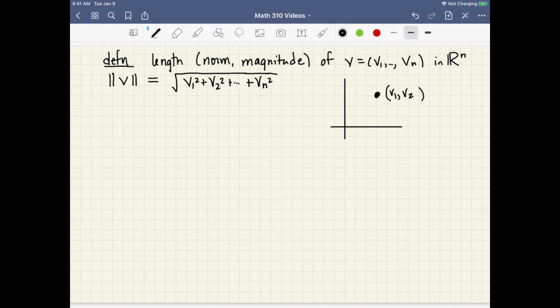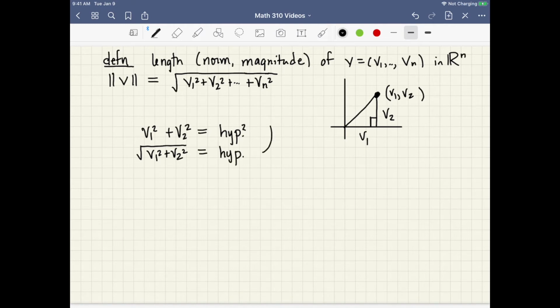in R2. Well, basic Euclidean geometry tells me that if I take this point and I draw a line straight down to the axis, it's going to form a 90-degree angle. So I have a right angle triangle, the sides of which are length v1 and v2. Now the Pythagorean theorem tells me that v1 squared plus v2 squared is going to give me the hypotenuse squared. And if I want the length of that hypotenuse, I can take the square root of v1 squared plus v2 squared. And that gives me the length of the hypotenuse.